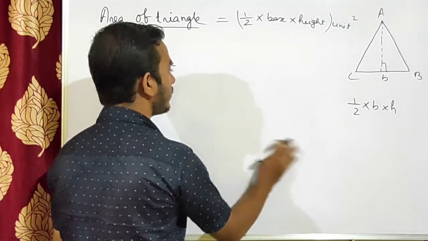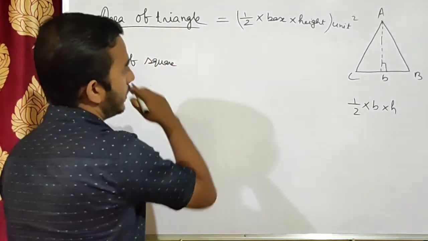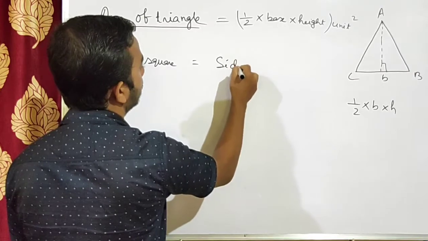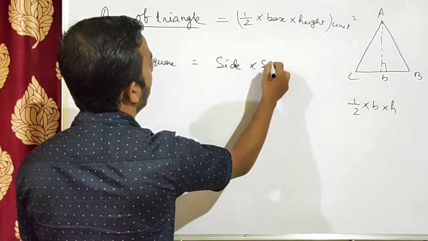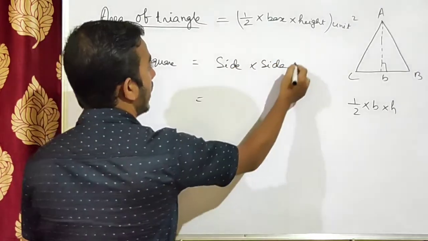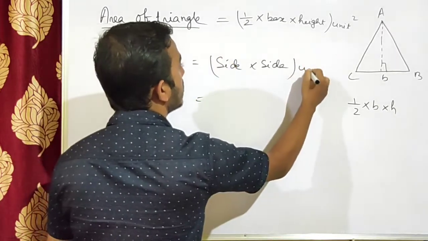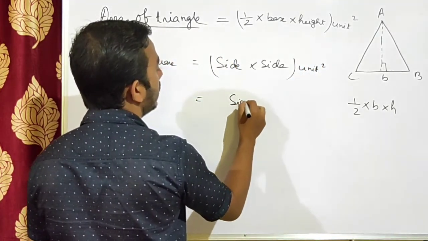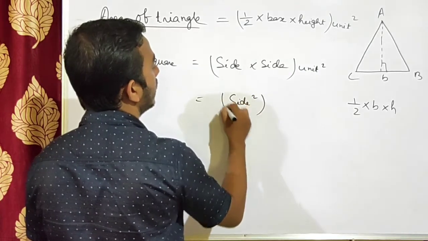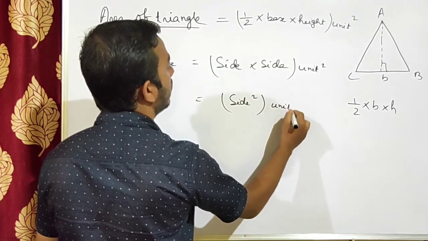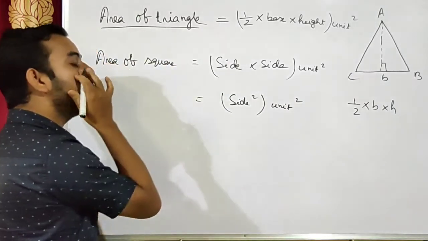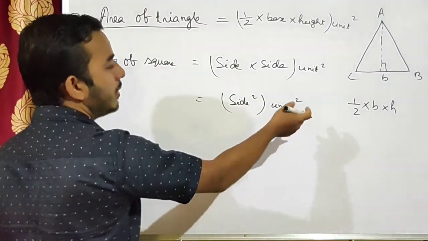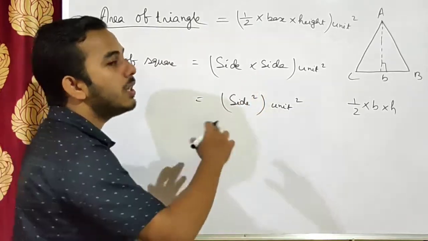So now, area of square is what? Area of square is side into side, or side square, in unit square. Whatever the side will be, we will find the square of this, and the unit will be unit square, or we can multiply side into side.